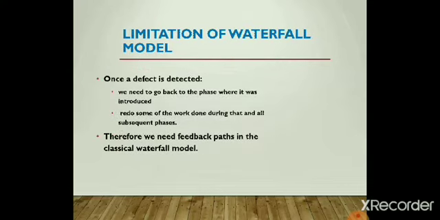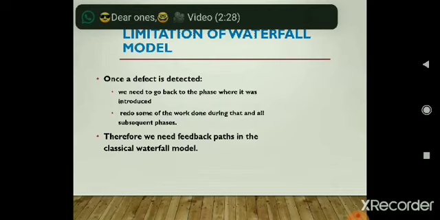Once a defect is detected, we need to go back to the phase where it was introduced, and redo some of the work done during that and all subsequent phases. Means once a defect is detected in any phase, we must go to that phase and rectify that error, and we can redo some work in the subsequent phases also. So to go back to that phase, we need a feedback path. Therefore we need a feedback path in the classical waterfall model.